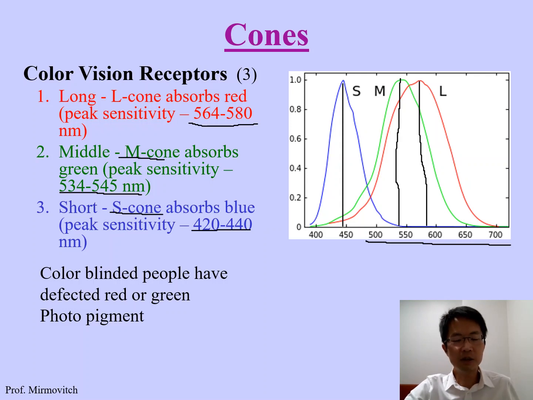Because different cone cells absorb different so-called wavelengths of the light. The longest wavelength is the red light, the medium wavelength is the green light, and the shortest wavelength is the blue light. So that's why we have 3 types of cone cell. This will be of interest to some students: colorblind people have a defect of red or green photopigment. That's why they cannot see red or green most of the time.